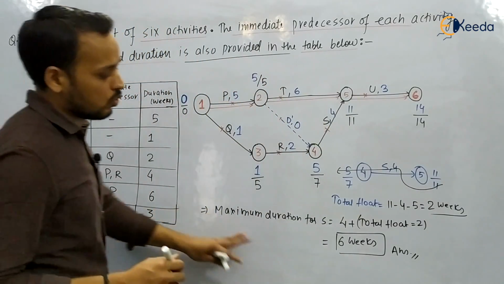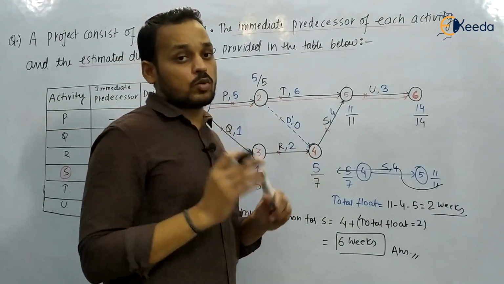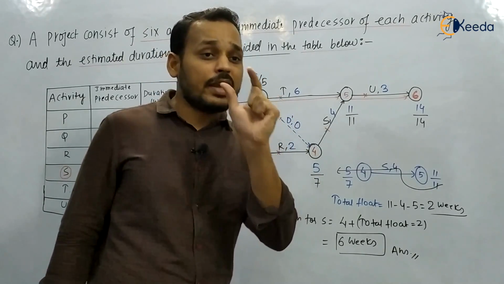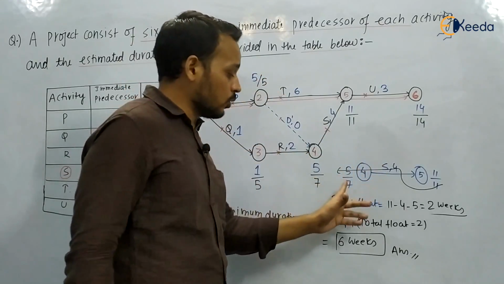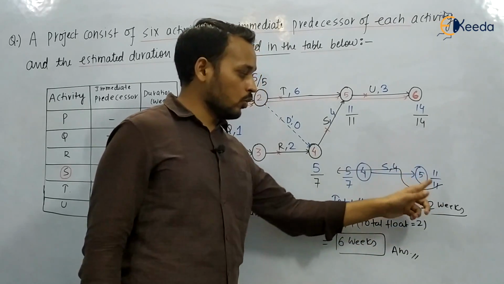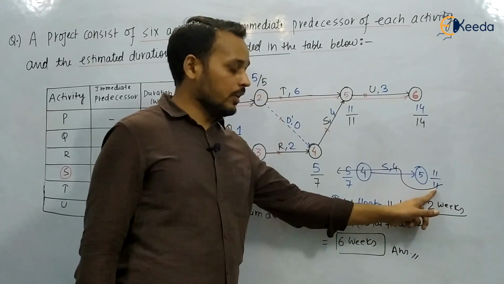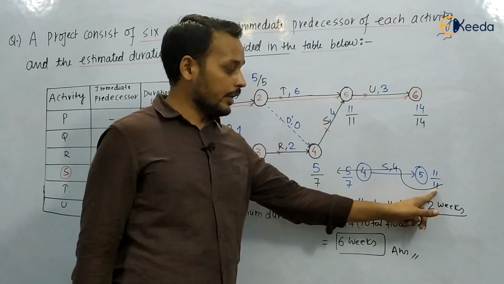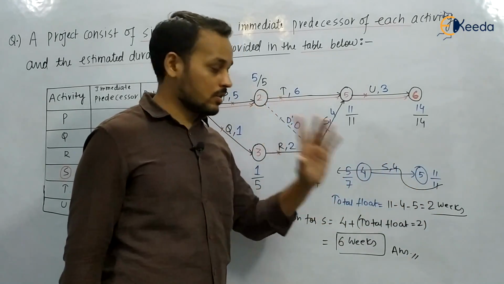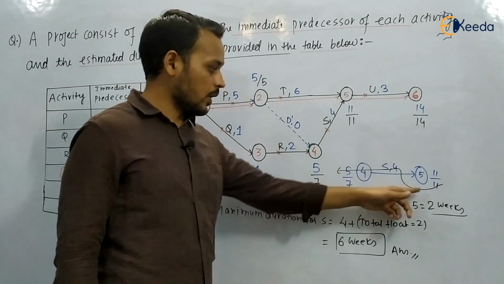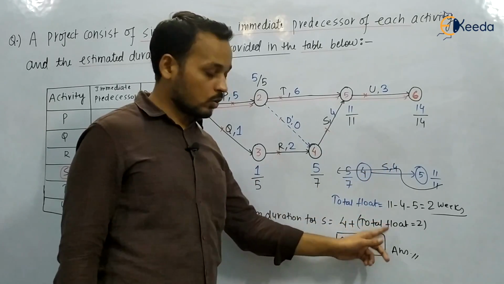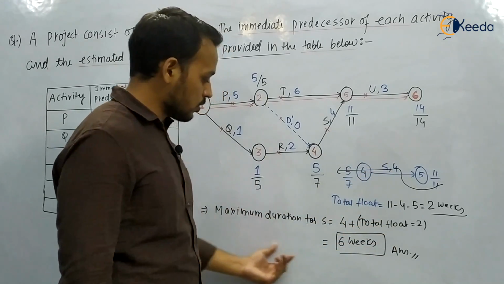So, a very simple one, a 2 marks question, but conceptual. You have to look at the maximum duration without delaying the project completion time. It means we have to go for the float, and since it is asking for the maximum, you have to find the total float. Total float is late finish minus activity completion time minus early start, here 11 minus 4 minus 5. Then the estimated duration plus the total float gives you the maximum duration of activity S.